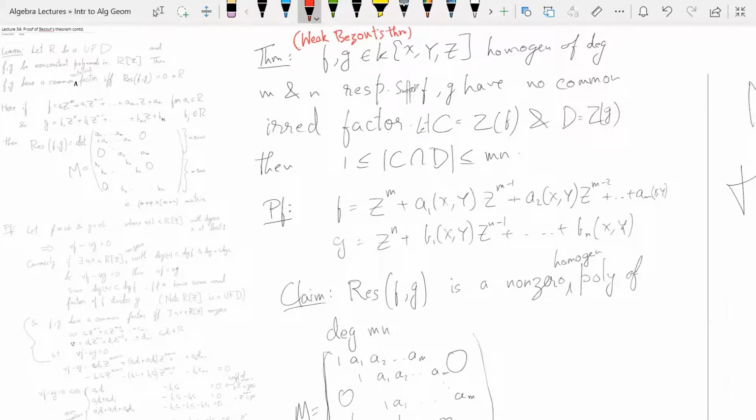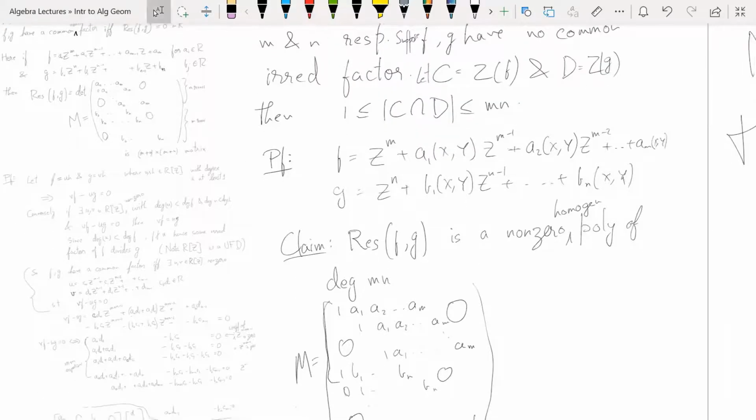So f and g, remember, by a linear change of coordinates, we can assume f and g are of this form. Basically, we are trying to ensure that (0,0,1) does not belong to Z(f) and Z(g). Remember, Z(f) and Z(g) are proper closed subsets of P2, so the union is also a proper closed subset. So there exists some point which is not in the union. By a linear change of coordinates, we can make sure that that point is (0,0,1) in the new set of coordinates. And that will ensure that f and g are of this form.